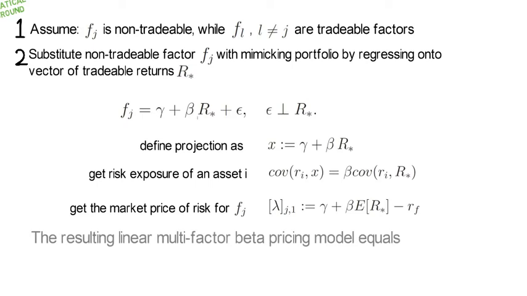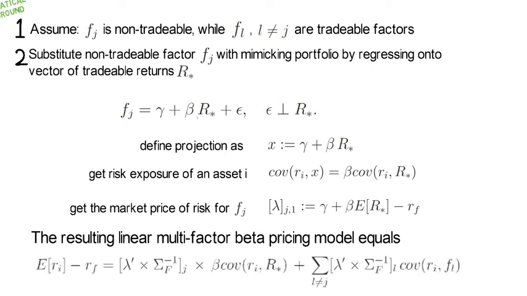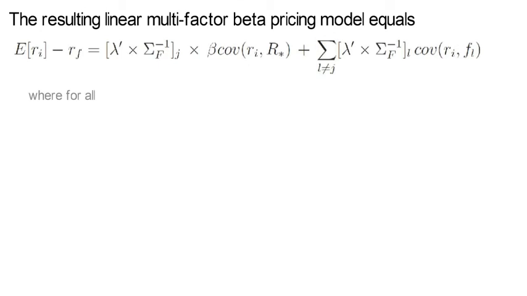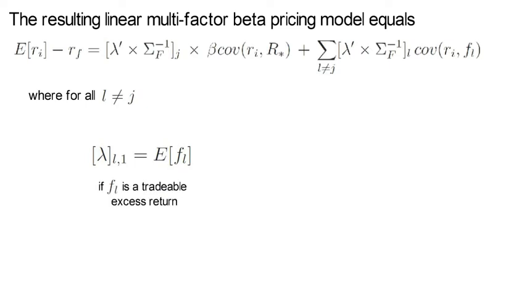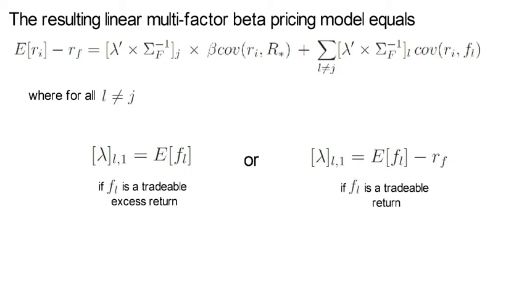The resulting linear multi-factor beta pricing model equals the following expression, where for all L not equal to J, lambda L, so that's the market price for L, coincides with the expectation of FL if FL is a tradable excess return, or lambda L equals the expectation of FL minus RF if FL is a tradable return.